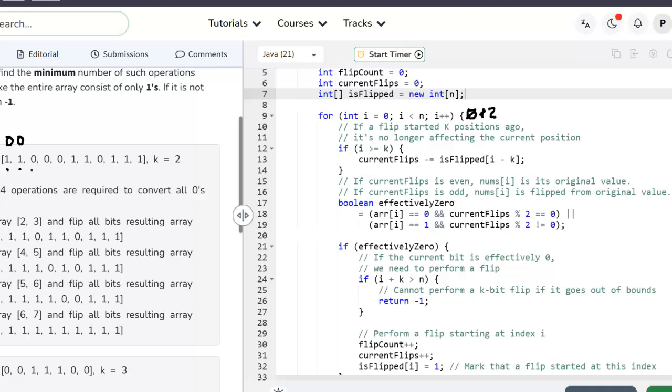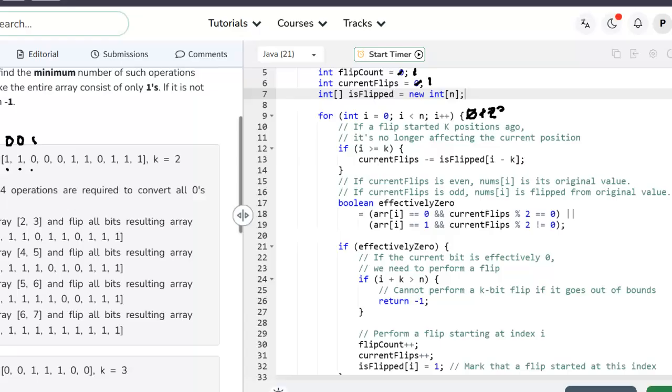All right, so let's do this. We're going to do a flip. Flip count is incremented. All right, so flip count is now 1. Current flips is incremented. So we have 1 flip in the current window. Is flipped at I equals 1. Okay, we'll go back up.